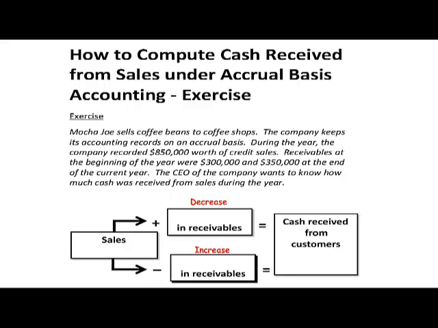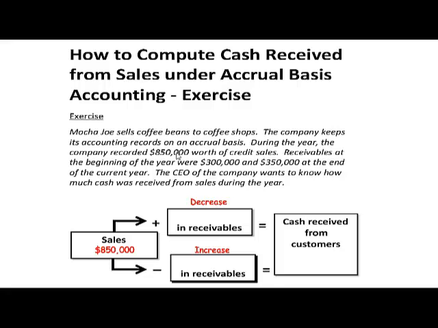Mocha Joe sells coffee beans to coffee shops. The company keeps its accounting records on an accrual basis. During the year, the company recorded $850,000 worth of credit sales. Receivables at the beginning of the year were $300,000 and $350,000 at the end of the current year. And the CEO of the company wants to know how much cash was received from sales during the year. So again, all we need to do is fit this information into the formula.